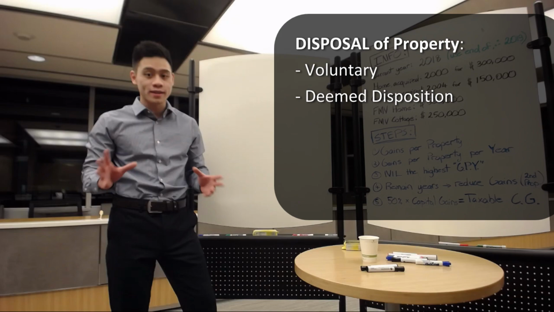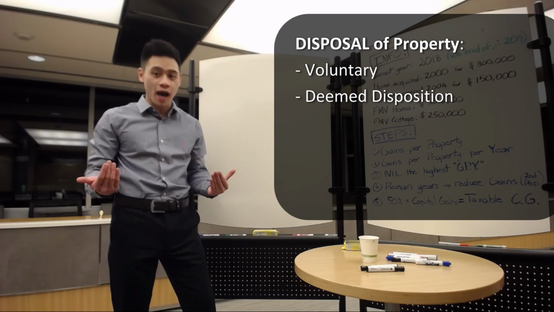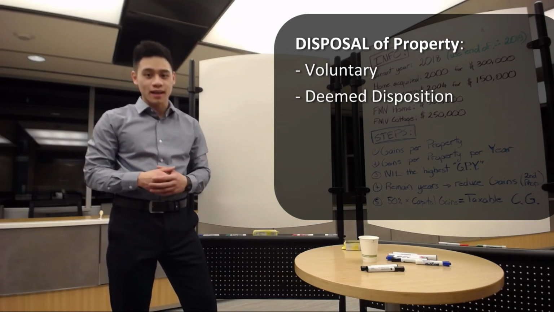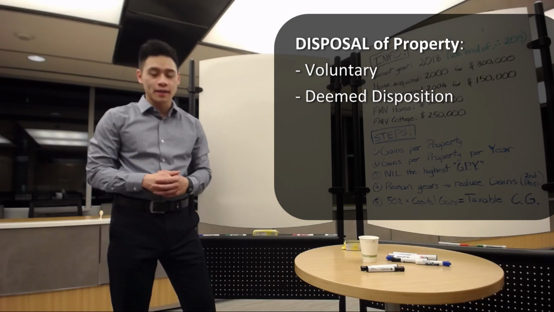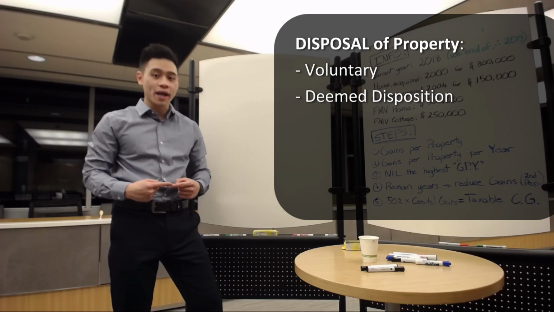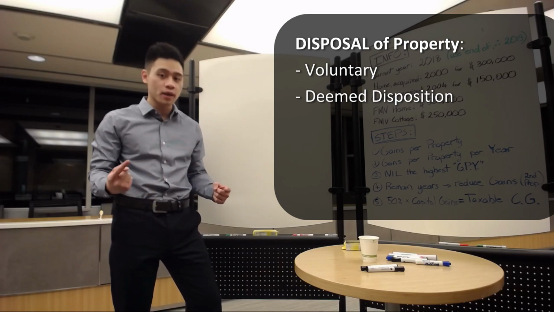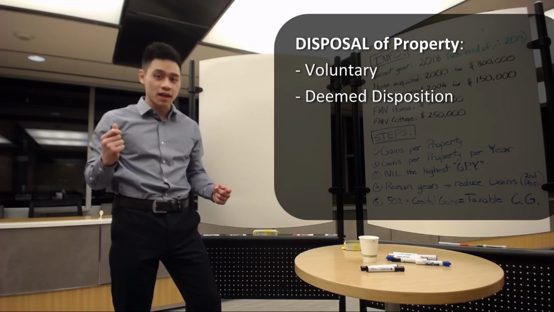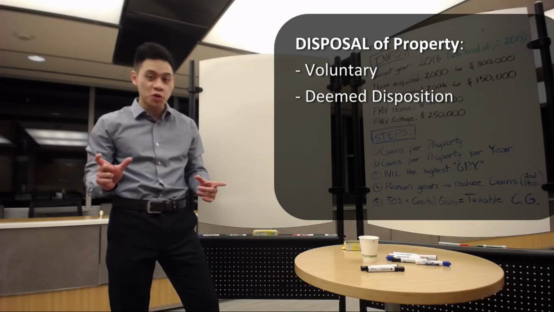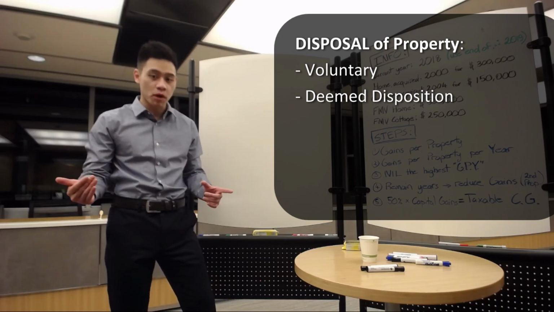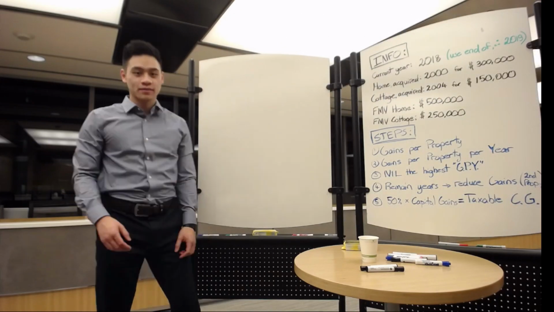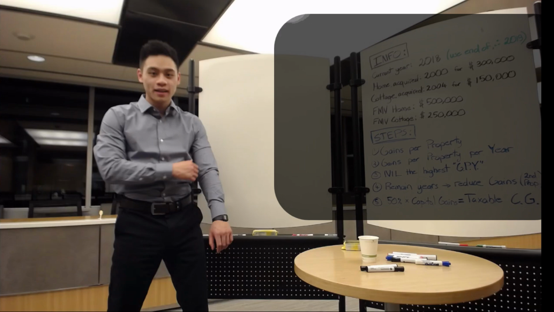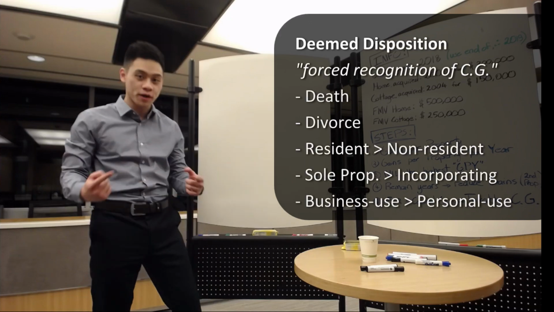In deemed disposition, to me, this means a forced recognition of capital gains or capital losses. It's like a forced recognition of adjusted cost base against the fair market value. So deemed disposition means there's no actual sale that occurred, but a capital gain or a capital loss is incurred. The property is treated as if it was sold at fair market value, and a capital gain is realized at that point in time. I'll give you some examples and situations that would trigger a deemed disposition.